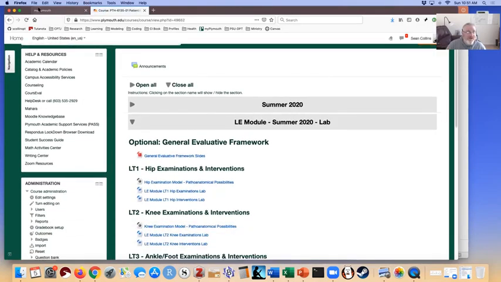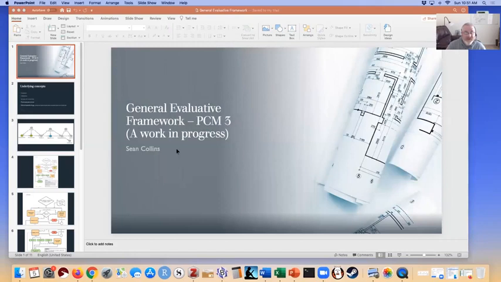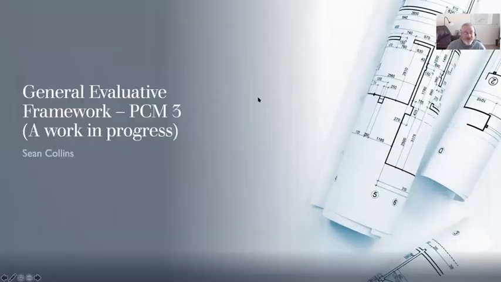So let me start now with the general framework. There's a general framework that you'll be introduced to for PCM5 as well. I find it to be a helpful way to approach the examination process and the intervention process.